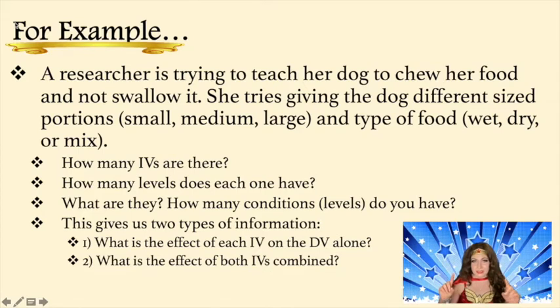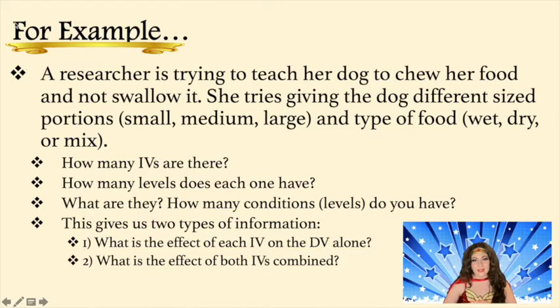So this type of design gives us 2 pieces of information. The first one is, what is the effect of each independent variable alone on the dependent variable? For example, is only the size of the portion affecting whether the dog chews or swallows? Or is only the type of food going to affect whether the dog chews or swallows, right? So we can pull apart the individual independent variable effects.